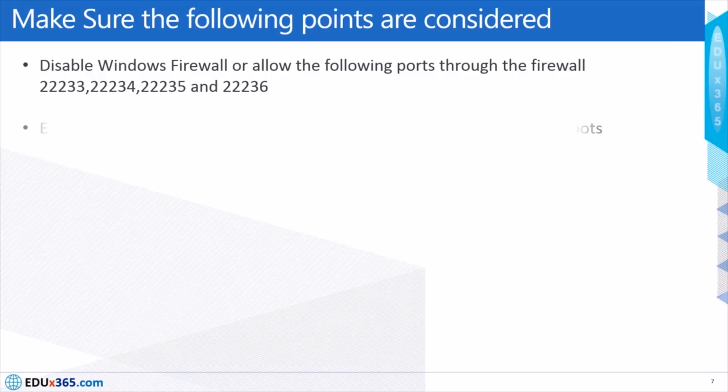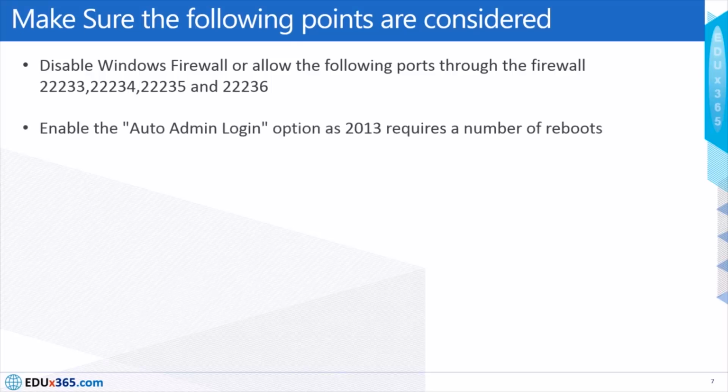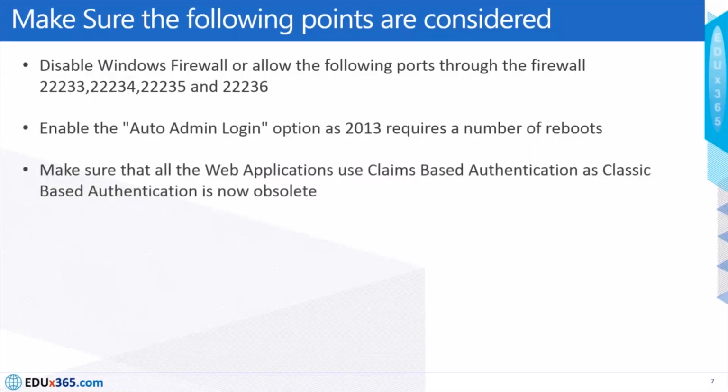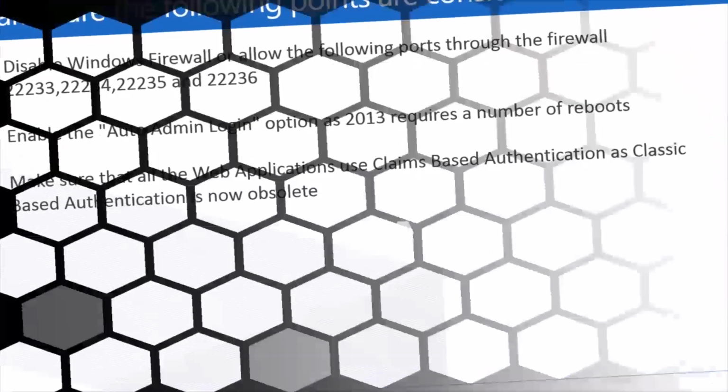A few things you need to be mindful of are the firewall settings. You have to manage those settings when you're building a farm topology. You can choose an option for auto admin login, which lets you reconnect while your servers are getting rebooted, and also make sure that the web applications use claims-based authentication.